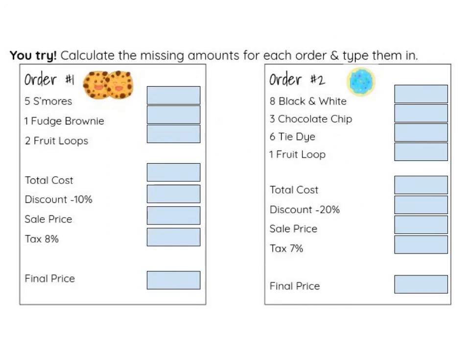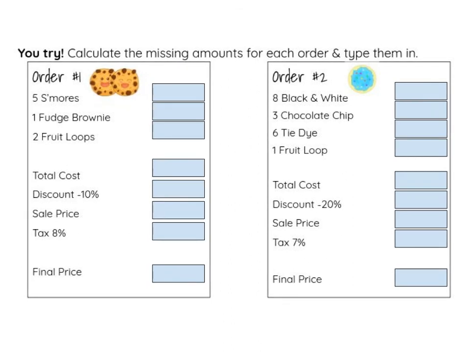So this is what you are doing. You are calculating the missing amounts for each order and typing them in. I will do order number 1 just so you guys are aware of what should be done. And you have another example in video. I'll talk about that after. So order 1, 5 s'mores cookies. So you have to look, okay, how much do the s'mores cookies cost?